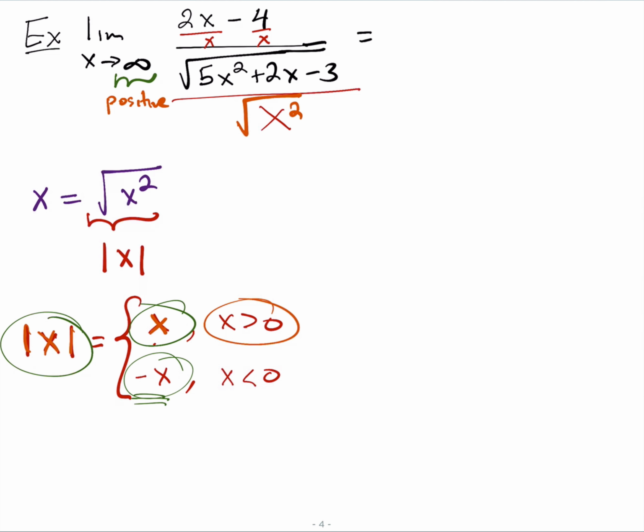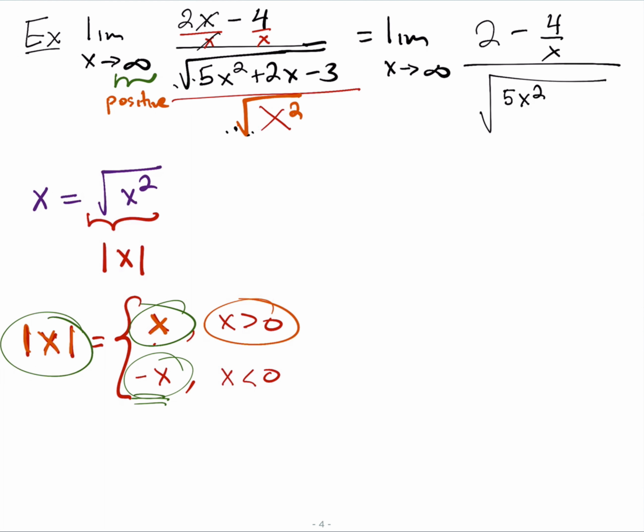A little bit. Okay, so now what does that allow me to do? Let's take a look at the next step and simplify. Here on top, I'm going to get 2 minus 4 over x, right? Now on the bottom, because they both have square roots, I can put them together and divide everything by x squared inside.